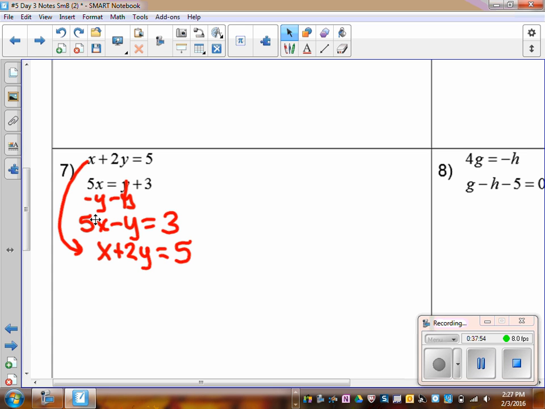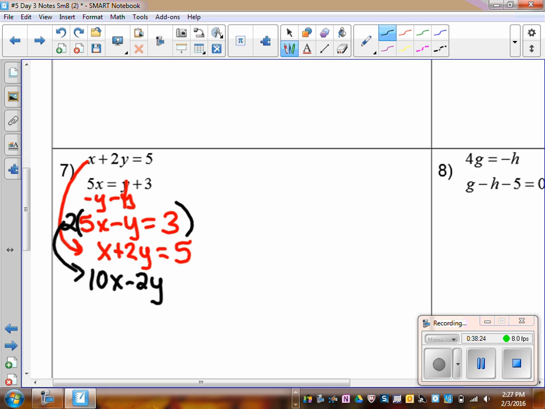So you can either get rid of your y's, or you can get rid of your x's. Since my y's have one positive, one negative, I'd probably get rid of those instead. So what would I need to multiply my top equation by so that it's negative 2? Okay, so I'd multiply the top equation by 2. So then I would have 2 times 5x is 10x, 2 times negative y is negative 2y, 2 times 3 is 6.